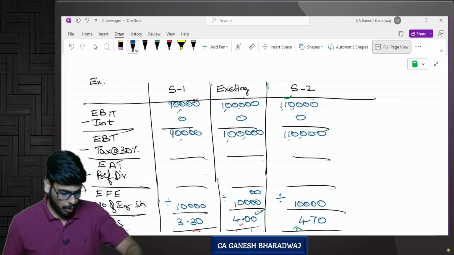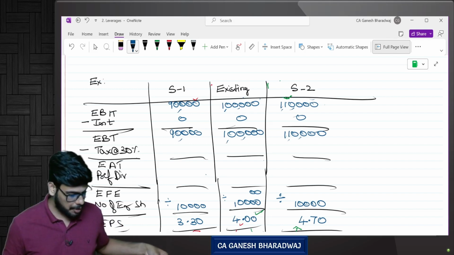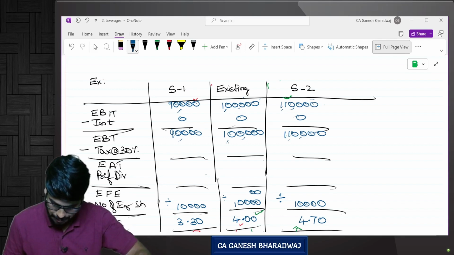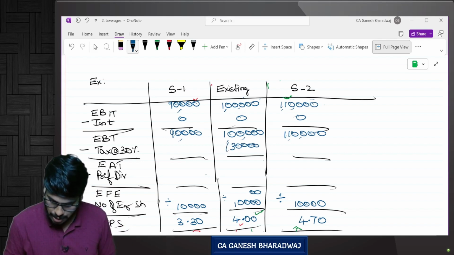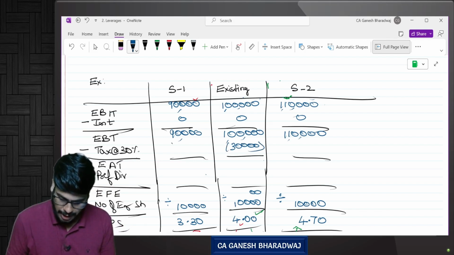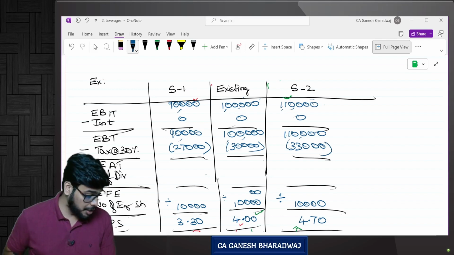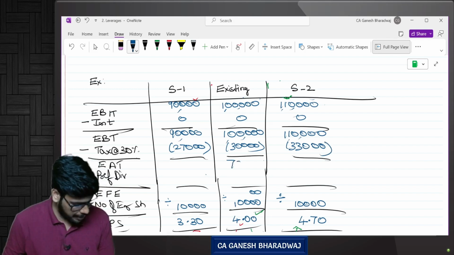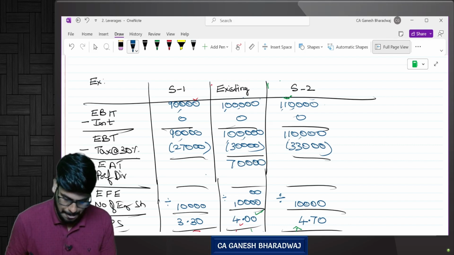So now tell me, what is your tax going to be here? The tax is going to be 30,000. Here the tax is going to be 30% on 90,000, which is 27,000. And here it's going to be 33,000. Correct or not? Yes. So now what is going to be your EAT? Here it's going to be 70,000. Here it's going to be 63,000. Yes.